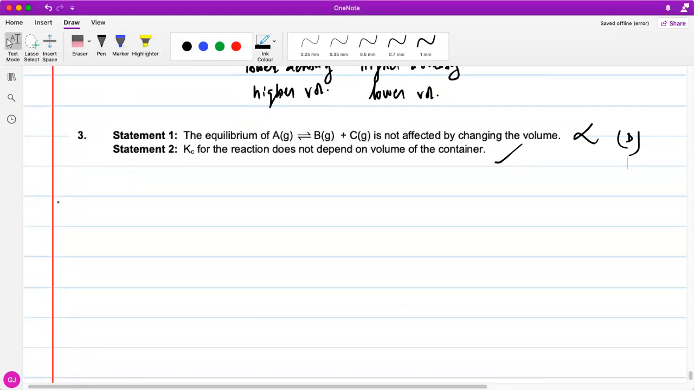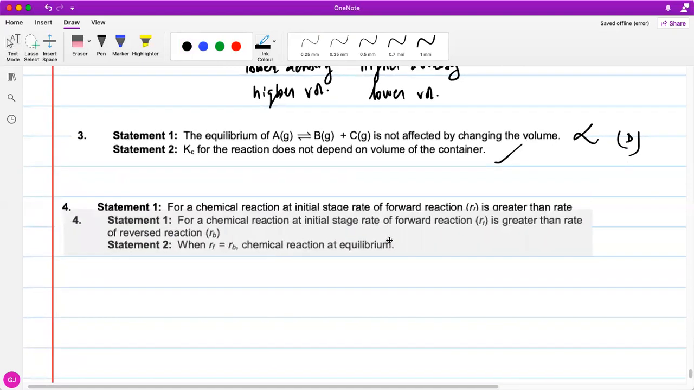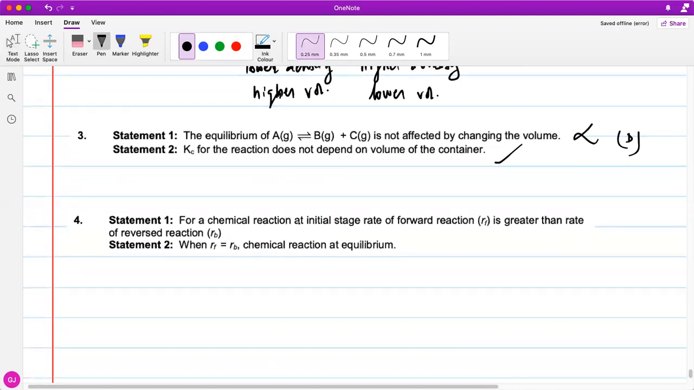Right. Then let's talk about the fourth statement, as in the fourth question, assertion reason. For a chemical reaction at initial stage, rate of forward is greater than the rate of reverse reaction. Well, that is true. At initial stages, it is, right? And when rate forward becomes equal to the rate of backward, equilibrium is attained. Yes, right. So both statements are correct, but statement 1 is not the correct explanation for statement. Statement 2 is not the correct explanation for statement 1.